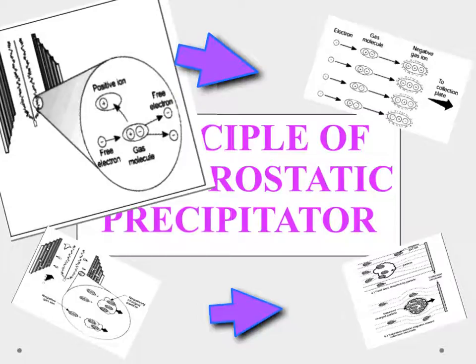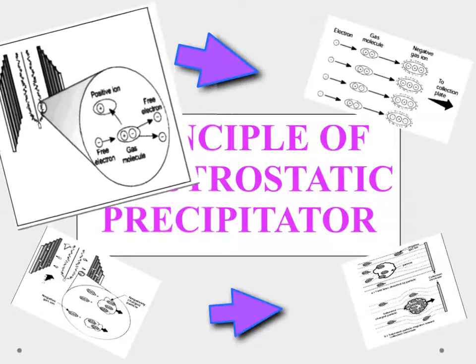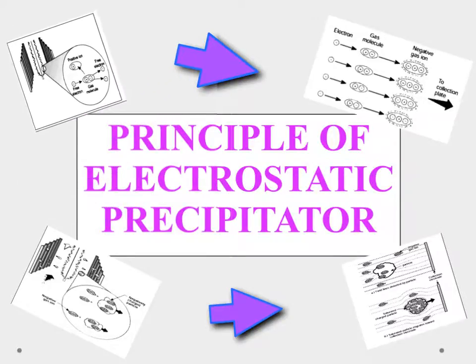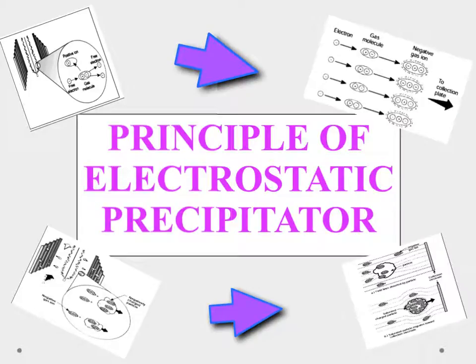These fast-moving free electrons strike the gas molecules, thus emission of free electrons from gas molecules takes place. The positive ion molecules move towards the discharge electrode by electrostatic attraction. As a result, using gas molecules, more free electrons are emitted near the discharge electrode. After talking about stage 1, now we will move to stage 2.